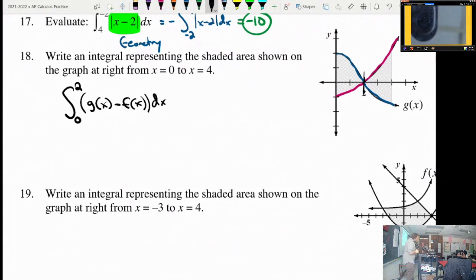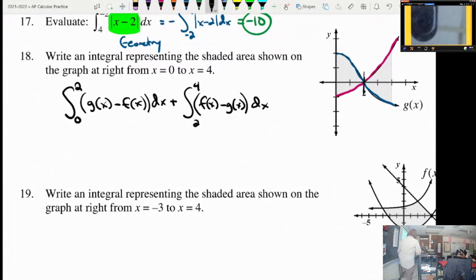dx. And to that, we're going to set up a second integral from 2 to 4. And this one is going to be the opposite, f of x minus g of x dx. And that is the best way, I think, to answer question 18.